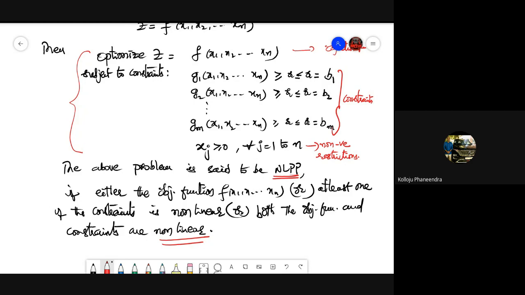And what are the constraint types? Maybe greater than or equal to constraints, or less than or equal to constraints, or equal to type.